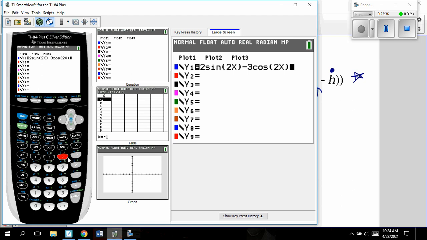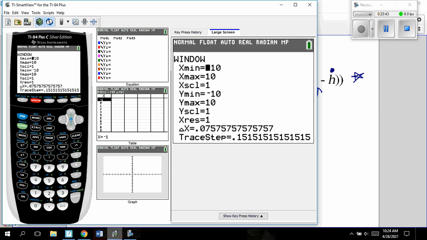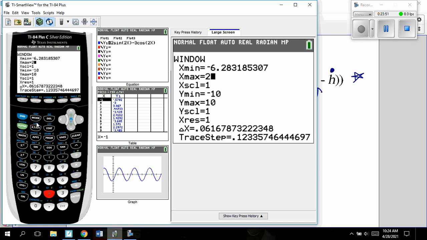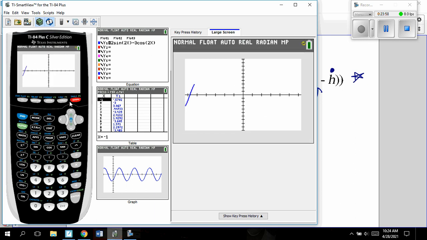Okay. Now, just to show you, I'm going to change my window to negative 2 pi to 2 pi, so you can see that one period is pi, so I'll have a couple of periods in this case. So when you're doing windows, you can type in 2 pi, negative 2 pi for your x's, so that you can see, in this case, it should be 4 waves. So there was one, there's another.